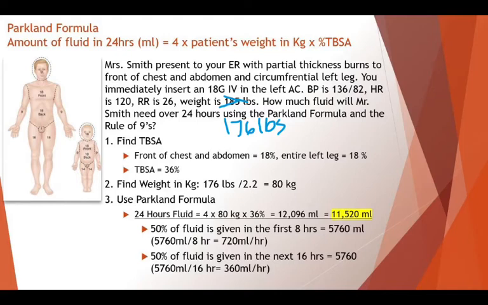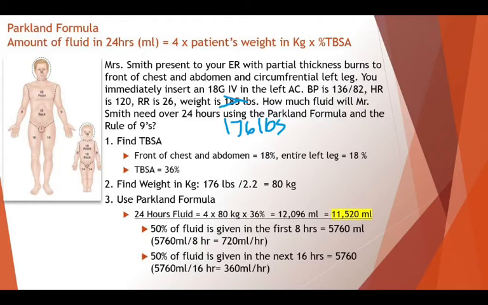So please be sure to go through the math questions that I put in your module. Under supplemental material, there is Parkland math questions and Parkland math answer key. So read the question and find out, am I asking you how much fluid do they need over 24 hours? Am I asking you how much fluid they need over the first 8 hours? Am I asking you how much fluid they need over the second 16 hours?